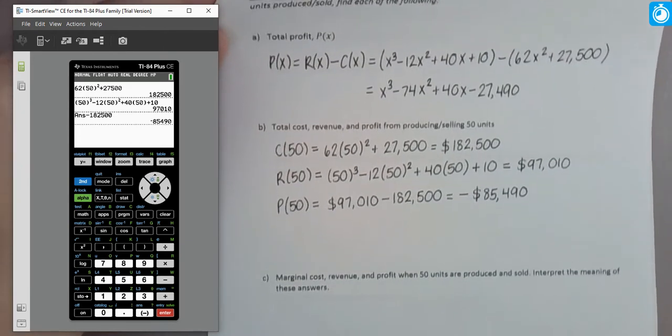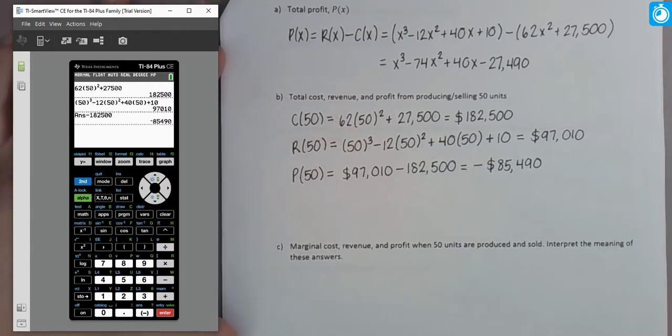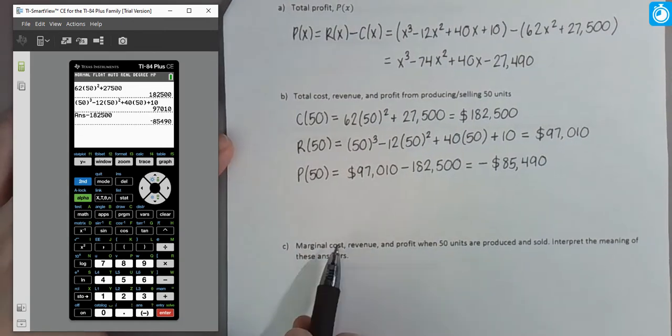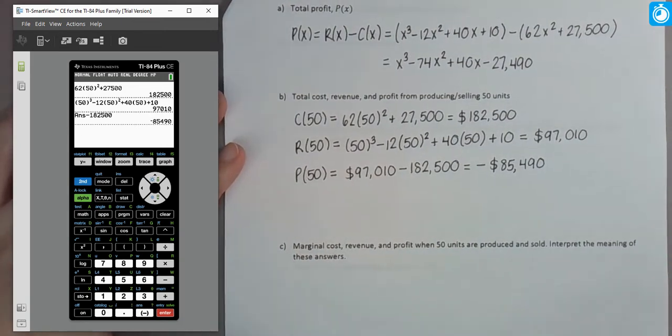So the next question is, what are the marginal cost, revenue, and profit when 50 units are produced and sold? And we want to interpret what this means. When we find these values, what do they mean? Well, marginal means, number one, we're starting by taking the derivative. So marginal cost is represented by the derivative.